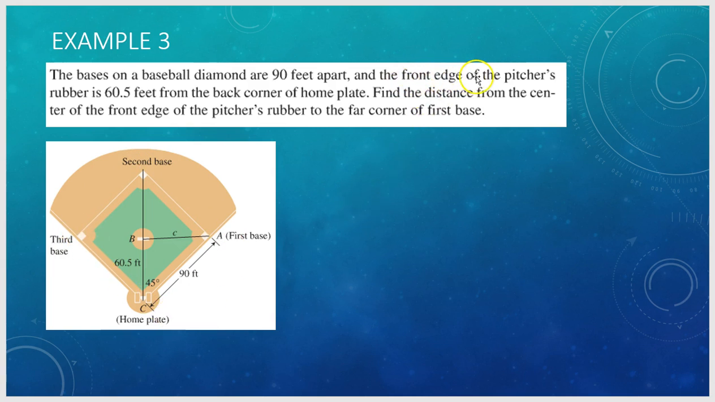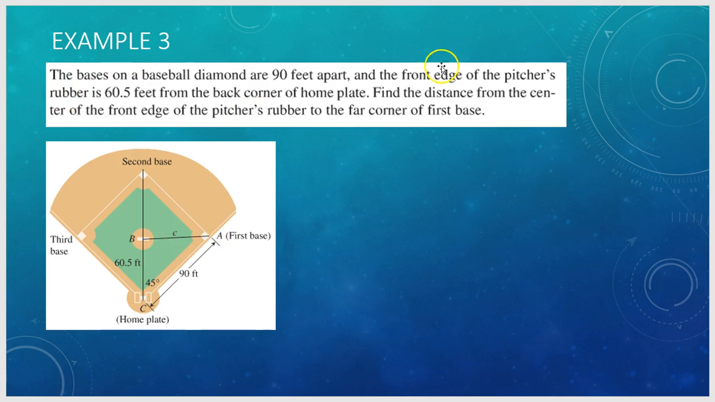They've also talked about the front edge of the pitcher's rubber, so that's where this capital B is located. This is the pitcher's rubber here, and they're saying that the distance from the front edge of that to the back corner of home plate, which is down here, is a length of 60.5. They've also filled in that length of the triangle for us as well. And then what they're asking us for is to find the distance from the center of the front edge of the pitcher's rubber right here all the way to the far corner of first base. So it's this length that has been labeled with a lowercase c.